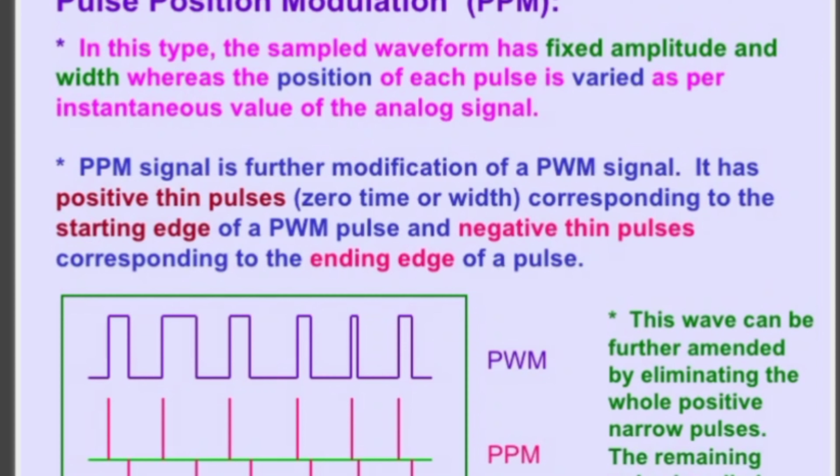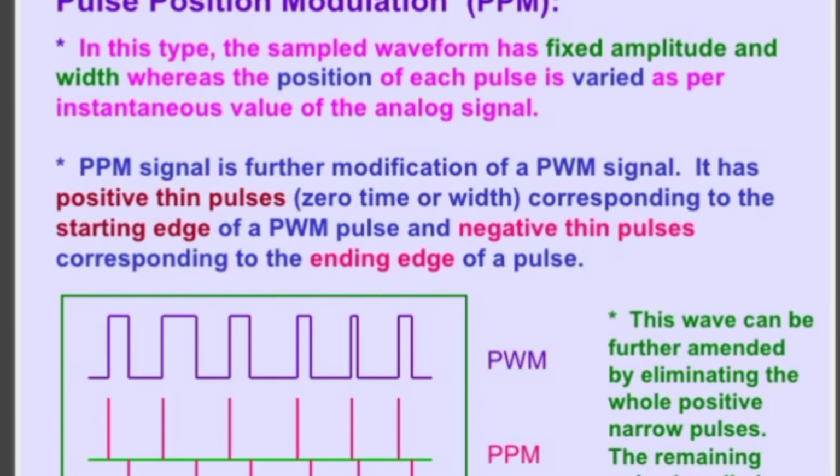This wave can be further amended by eliminating all the positive narrow pulses. The remaining pulse train is called clipped PPM. This is pulse position modulation. We have to remember that the pulse is positive when the PWM signal is starting. The positive thin pulse has zero time or width.